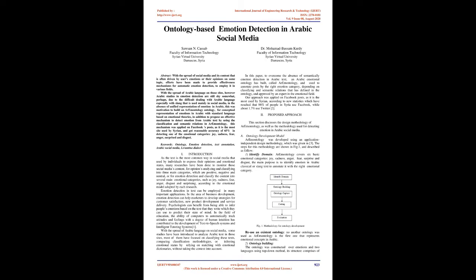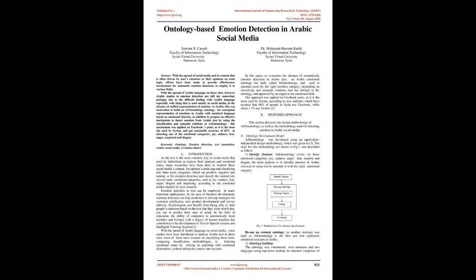Emotion detection in text can be employed in many important applications. In the area of business development, emotion detection can help marketers to develop strategies for customer satisfaction, new product development and service delivery. Psychologists can benefit from being able to infer people's emotions based on the text that they write, which they can use to predict their state of mind. In the field of education, the ability of computers to automatically track attitudes and feelings with a degree of human intuition has contributed to the development of text-to-speech systems and intelligent tutoring systems.